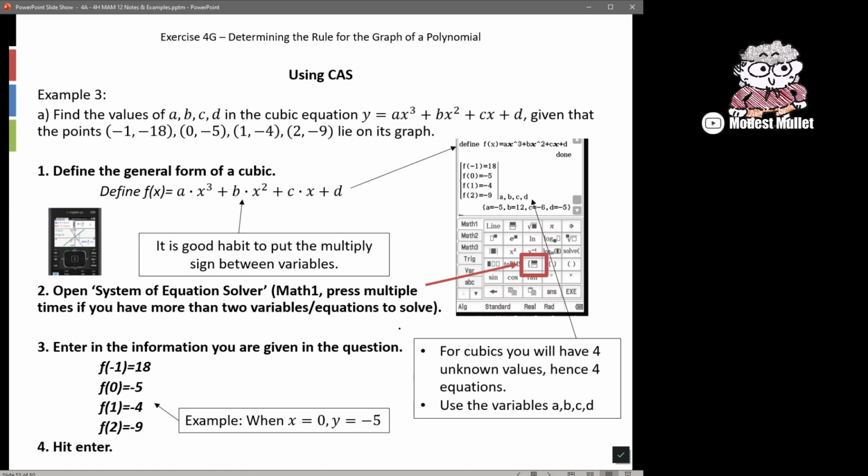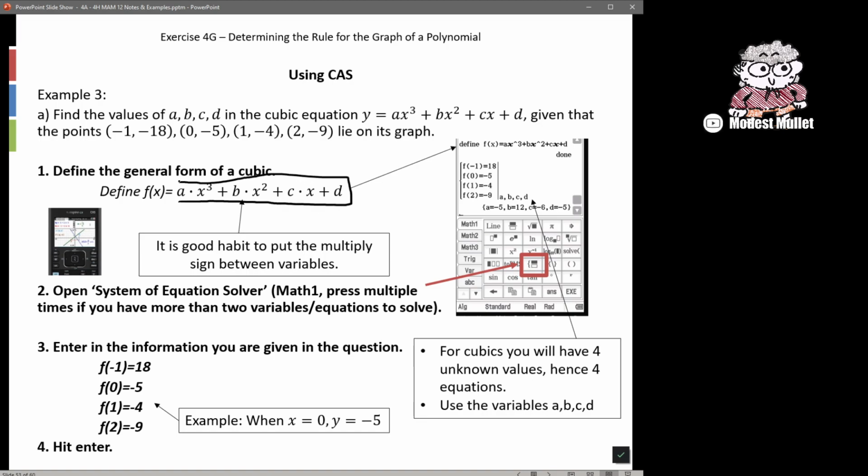Next slide, right, using our CAS. So like I said, this is for the ones where you're just given 5 random bits of information. In this case, it's find the values of A, B, C, and D in the cubic equation y equals the standard polynomial form, given that we have the points -1, 18, 0, -5, 1, -4, and 2, -9 lie on its graph.